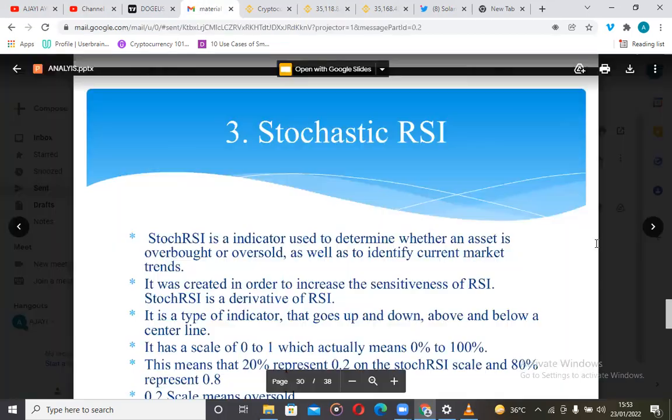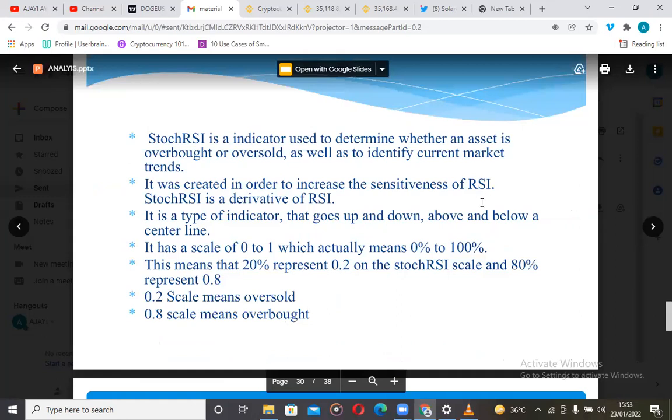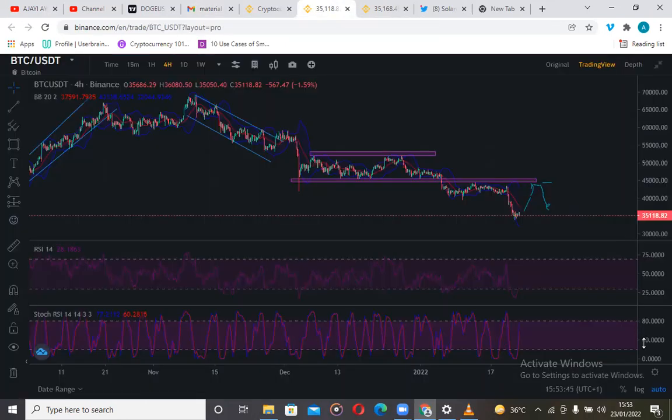So it means 20 represents 0.2 on the RSI scale. 20 represents 0.2, so this 80 is 0.8. If you check the side, you can see it's in the form of a unit, like 0.79. So 80 is just like 80 divided by 100, 0.8. So you should know when to opt in and when to opt out.